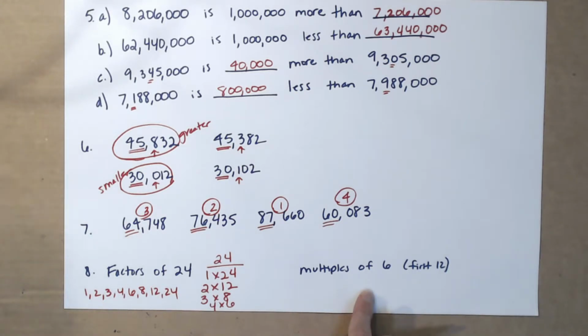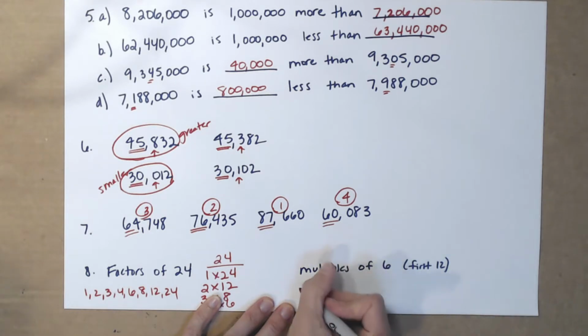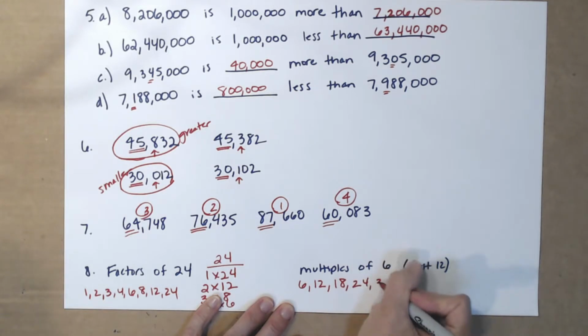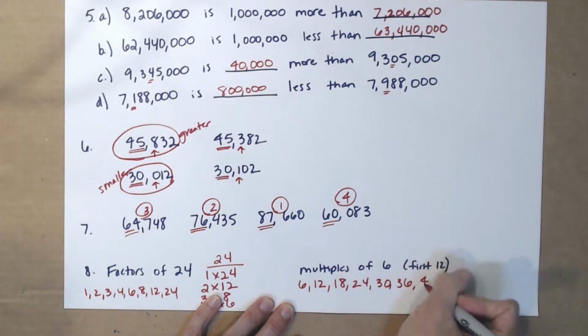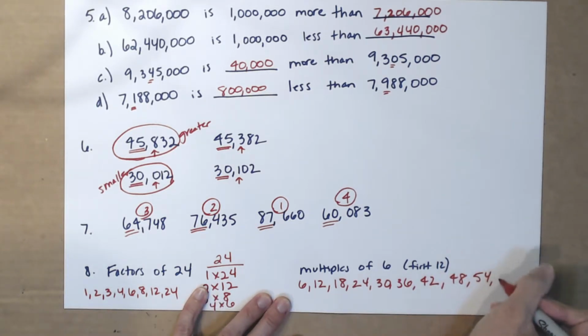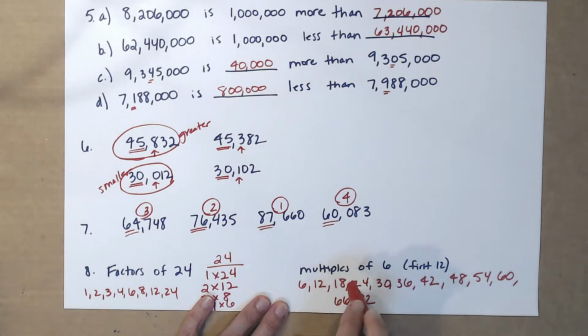Now we need the first 12 multiples of 6. So that's counting by 6, or you can think of your multiplication facts. 6 times 1, 6 times 2, 6 times 3. So we have 6, 12, 18, 24, 30, 36, 42, 48, 54, 60, 66, and 72. I think that's 12. 1, 2, 3, 4, 5, 6. Yep, so this is like 6 times 1, 6 times 2, 6 times 3, 6 times 4, 6 times 5, 6 times 6, all the way up to 6 times 12, which is 72.